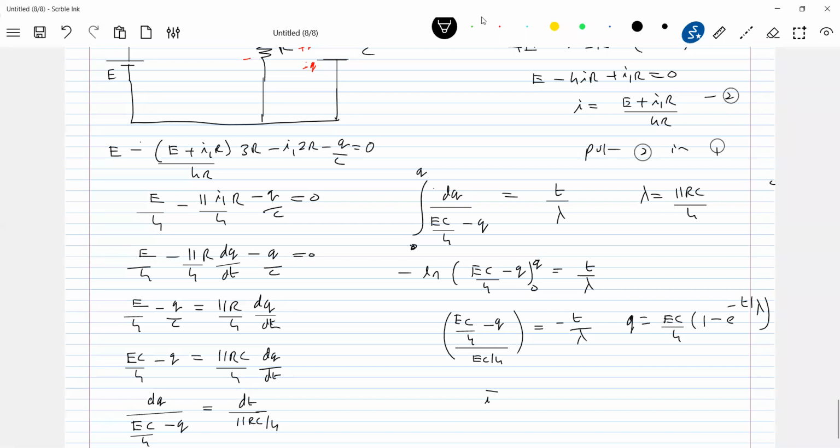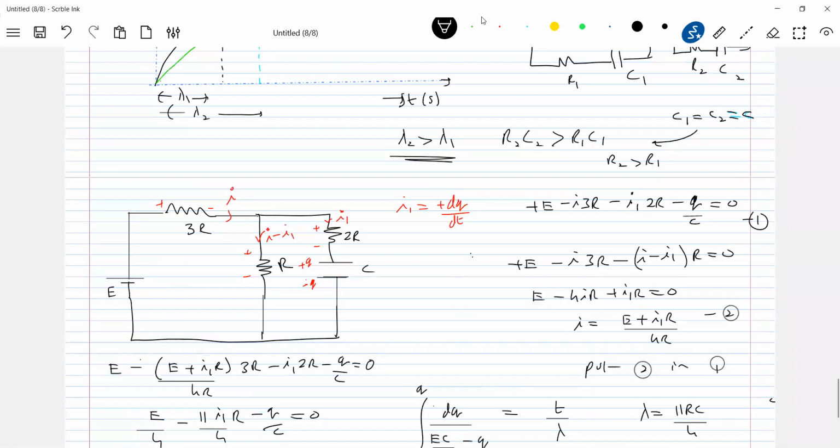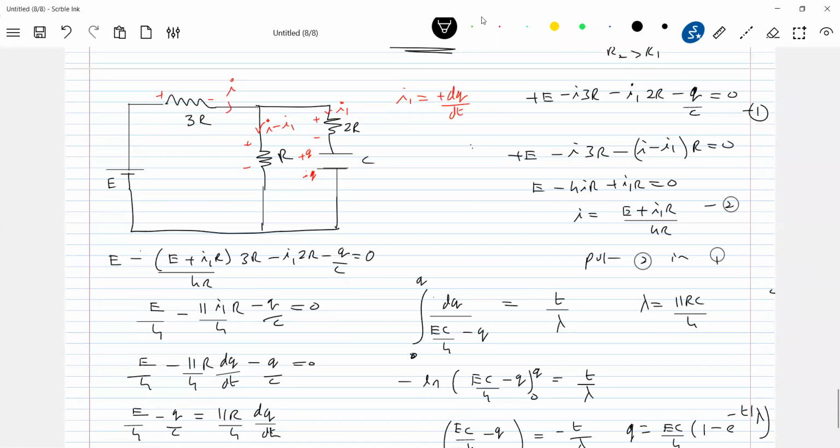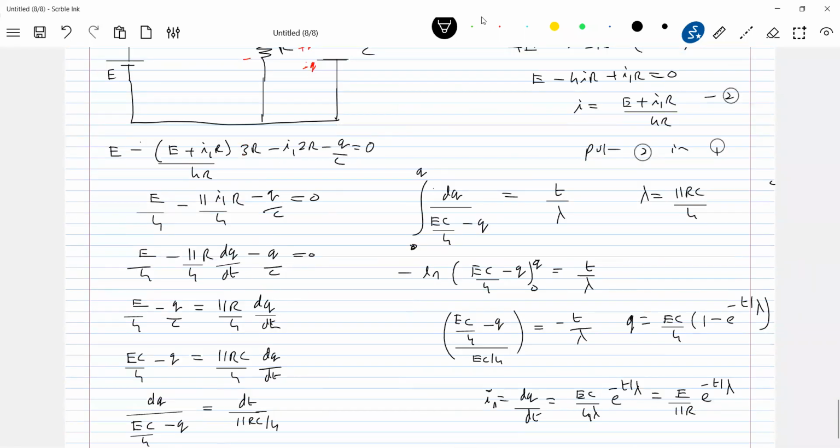Differentiating this, I'll get the current. So EC by 4 lambda e to the power of minus t by lambda. What is lambda? 11RC by 4. So this will become E by 11R e to the power of minus t by lambda. So I got the expression for current I1. This is the current through the capacitor.